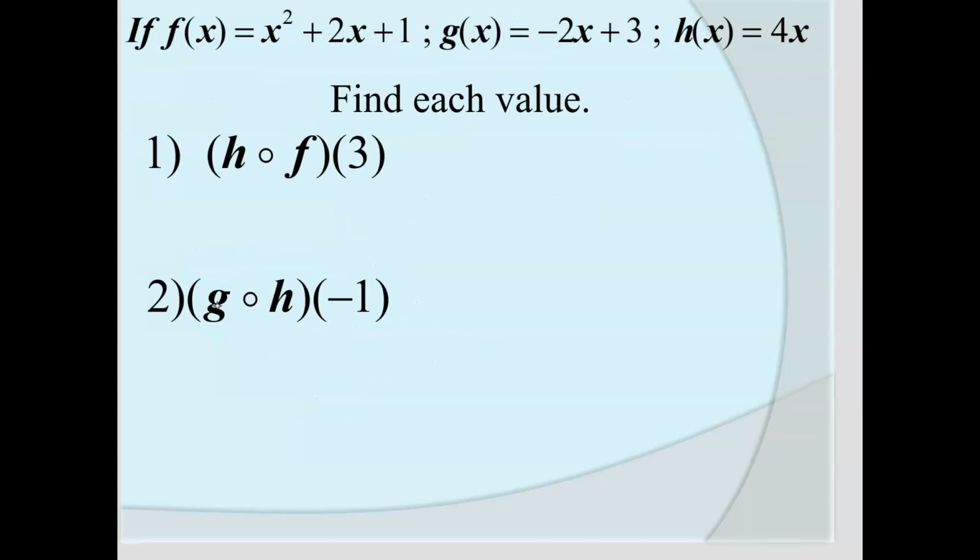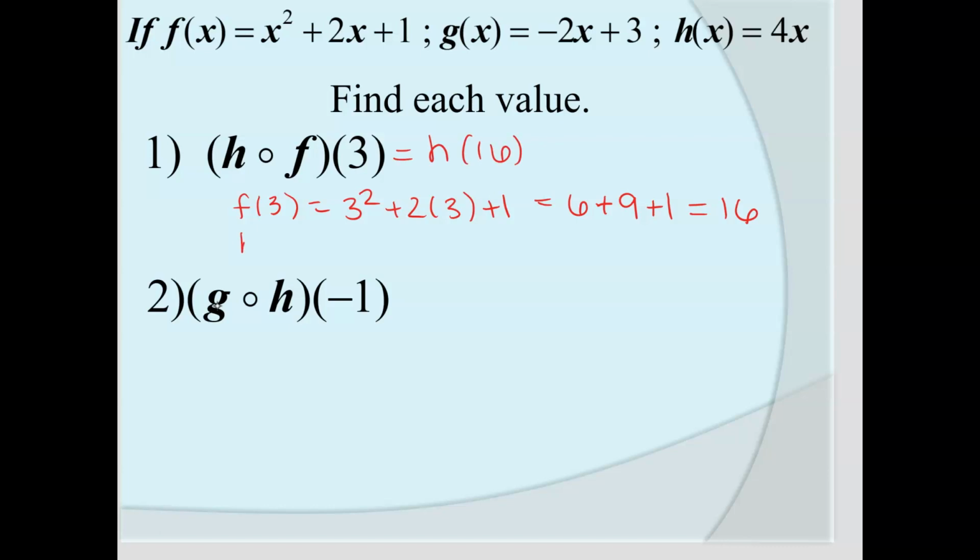We can do the same thing for other functions. So we can do it with h of f of 3. So first we find f of 3, which is 3 squared plus 2 times 3 plus 1. So you get 6 plus 9 plus 1. So you get 16. And then that's really like saying h of 16. So we're going to plug 16 into h. So you get 4 times 16, which is also 64.